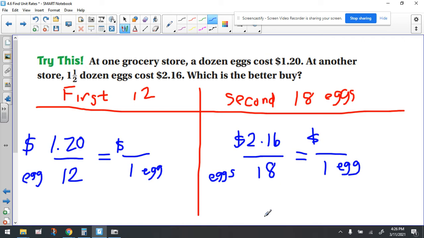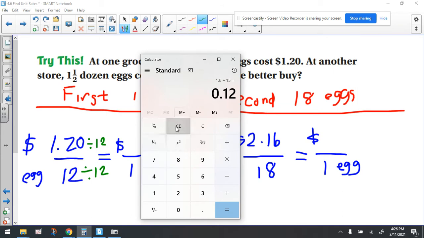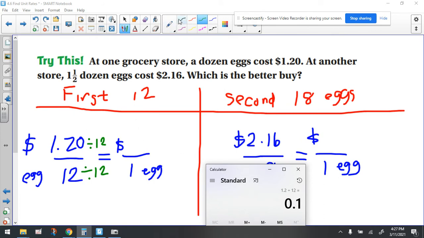All right, so again, let's use the calculator to speed things up. So what are we really doing? We're going to be dividing both of these numbers by 12, because 12 divided by 12 is 1. So let's find this divided by 12. Now, really, that's mental math. You should be able to do that in your head, but let's just review how to use the calculator. So we have $1.20, which is the same thing as 1.2. And if we divide that by 12, then we get 10 cents, right? 10 cents per egg.